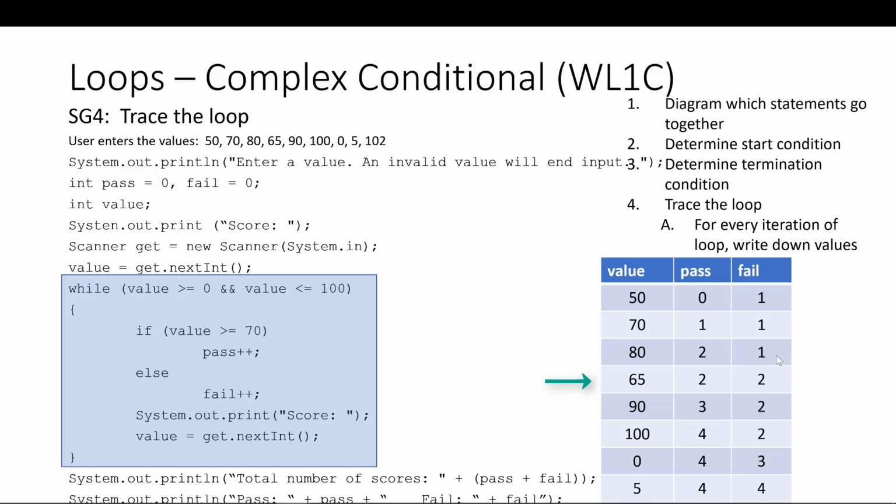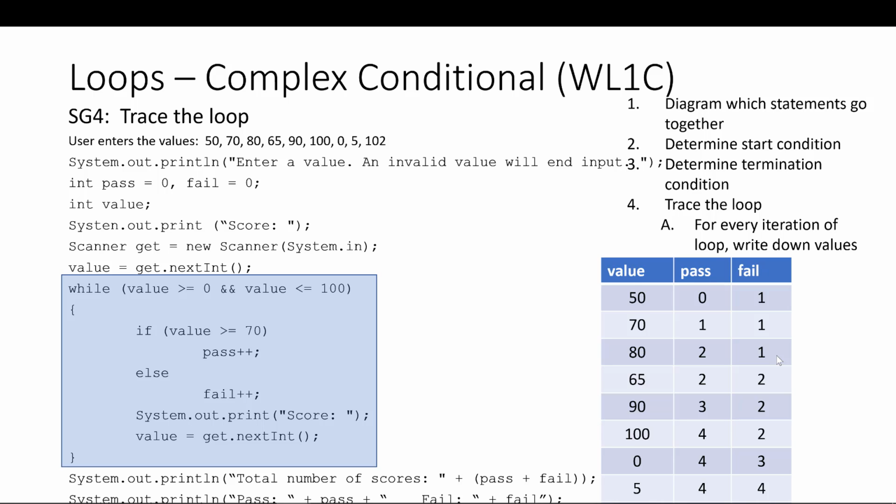65 is greater than 0 and less than 100, so we go into the loop. 65 is not greater than or equal to 70, so we increment the fail variable. Now fail is 2. We read in the next value from the user, which is 90. 90 is greater than or equal to 0 and less than or equal to 100, so we go into the loop. 90 is greater than or equal to 70, so we increment the pass variable from 2 to 3.